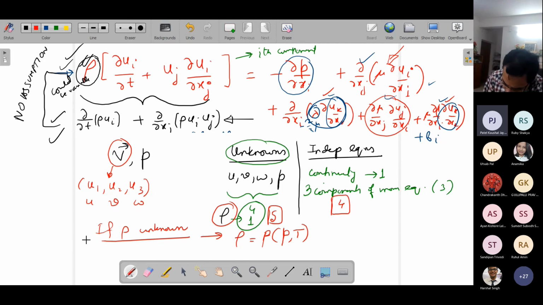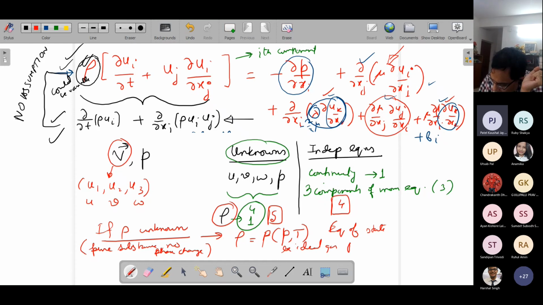That is, it's a pure substance and say no phase change. So that rho is a function of pressure and temperature. This is called the equation of state. For example, for ideal gas, you have P equal to rho RT. That is how pressure and temperature are related. This is only for ideal gas, not for all. But other substances will have other equations of state.